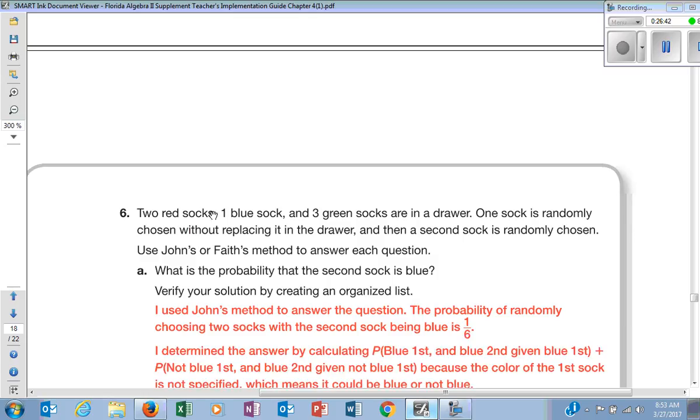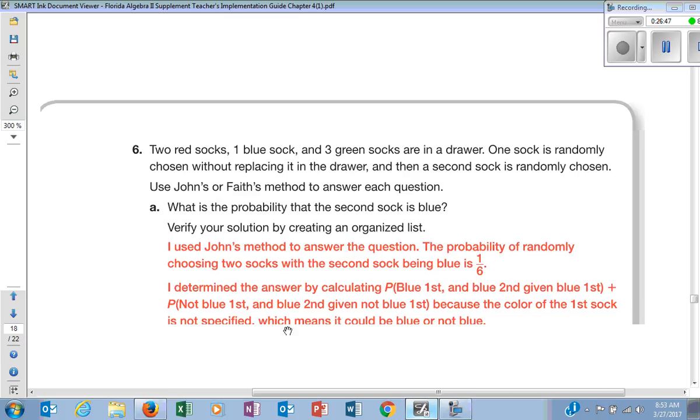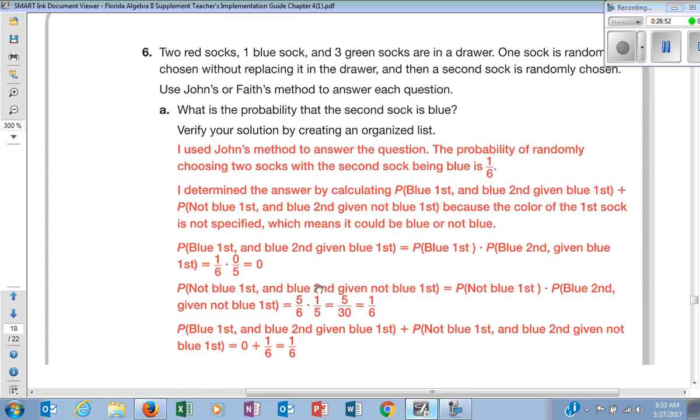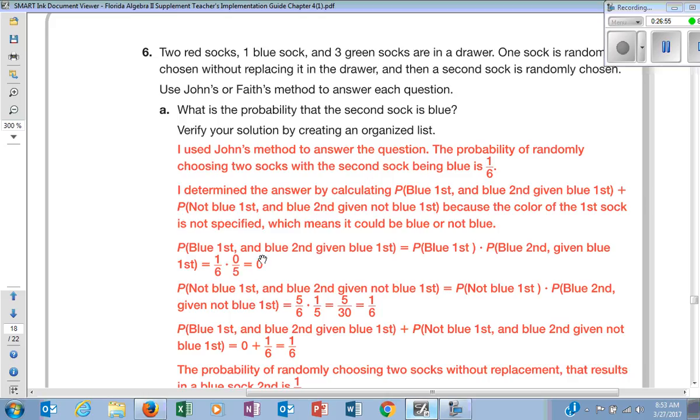Well, if I pull a blue for the first one, I've got a 1 out of 6 chance of getting it. When I go to pull the second one, so pulling a blue first and a blue second, the probability of that happening is 0 because there's only 1 blue sock. So when I pull the first sock out, I got a 1 out of 6 chance. I assume I pull the blue one. How many blues are left? There's none. So you have a 0 out of 5 chance of pulling blue for the second one, and when I multiply that, I get 0. There's no chance of pulling a blue first and a blue second.